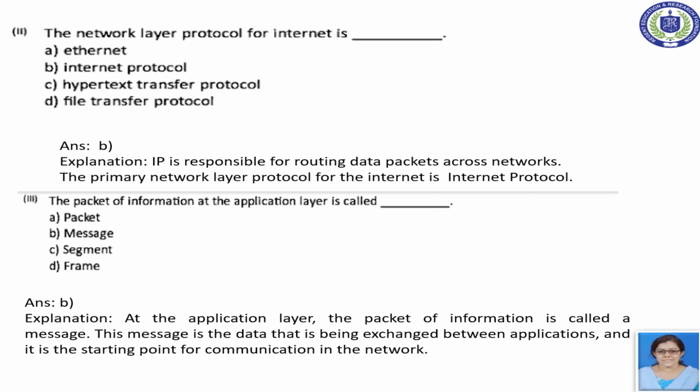The next question. The packet of information at the application layer is called, obviously, message, because in the application layer there are different forms of data format that will be sent from sender to receiver. In the application layer, the packet formation is known as message, which is exchanged between two applications or two senders or receivers. So it is the starting point of different types of communication in the network.